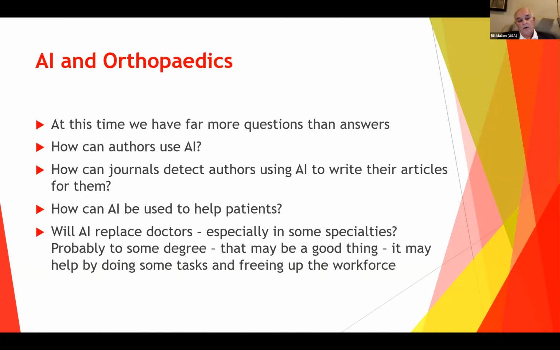We don't know exactly how authors can use AI, although Laurent brought up a lot of ideas about that. We don't know exactly how to detect authors who are using AI to write their articles for them. We have some suspicions when the references are wrong, but we can't check every reference in every article. We receive so many articles with so many references.